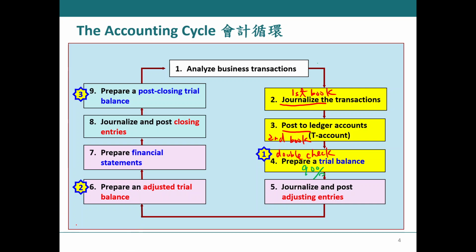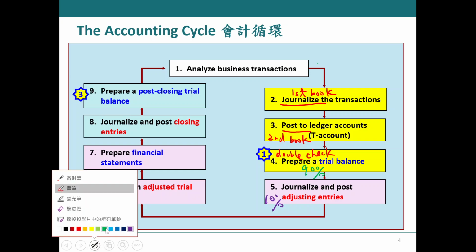Okay? So that's why from chapter 3, you are going to have a quiz Thursday, right? For chapter 3, what should we do? We use adjusting entries, 调整分录, trying to finish the remaining 10% of transactions, right? Then we do our second double check. We call it the adjusted trial balance, 调整后试算表. So finally, you have 100% of the data.